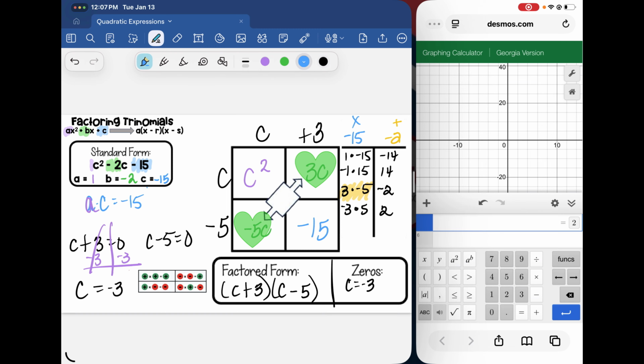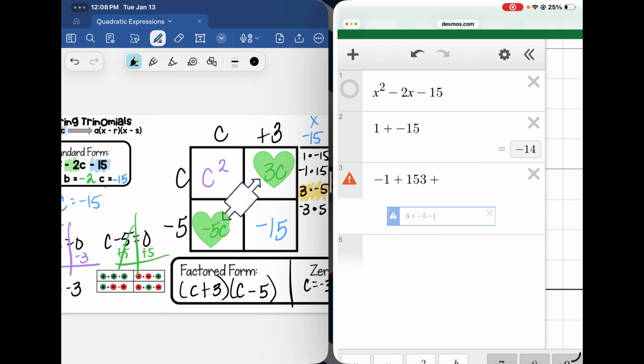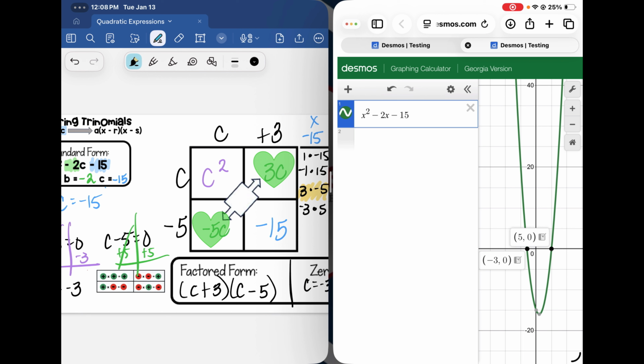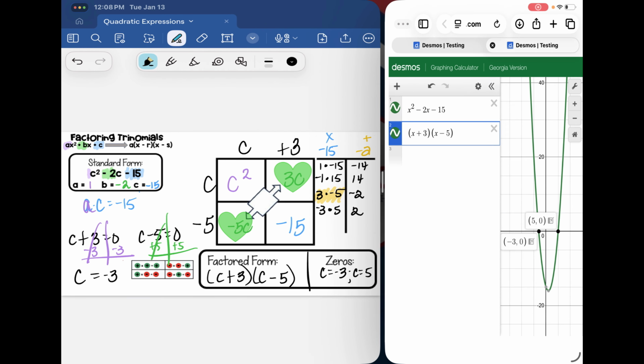Well, what about c minus 5 is equal to 0? Add 5 to both sides. This will cancel out and I'll be left with 5. So c would be equal to 5. All right, let's see if we were right. All right, this is my parabola that has zeros at -3 and 5, but I got to put my factored form in here to make sure that it matches. So x plus 3 times x minus 5. And they match because they're on top of each other, so we were right.